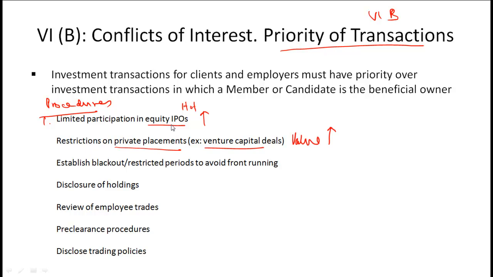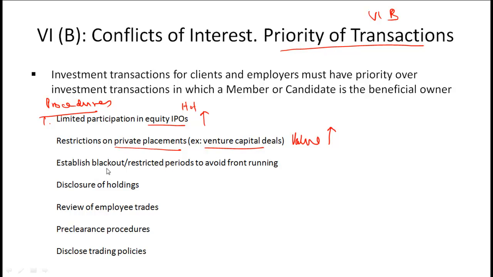Restrictions on private placement. These are a little bit like IPOs, and we will study these in more detail when we do alternative investments later. But private placements, one example is venture capital deals, where you might get a stake in a small private company where the value is expected to go up a lot. Here the conflict is that it might seem like you are benefiting from this increase in value at the expense of your clients. So again, it would be best if there are restrictions on venture capital deals. It might also seem that you are getting this deal or this share for any past work that you have done, which again would create possible conflicts.